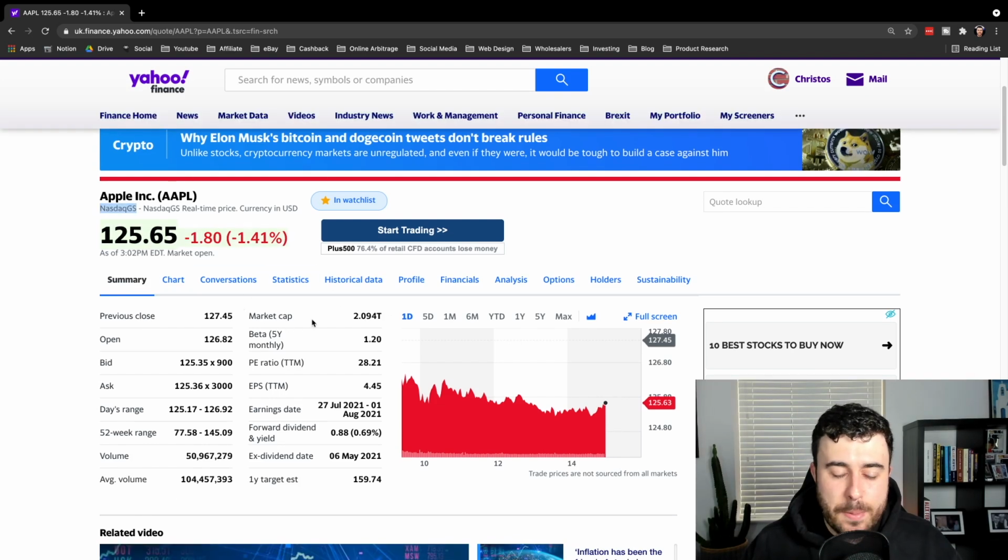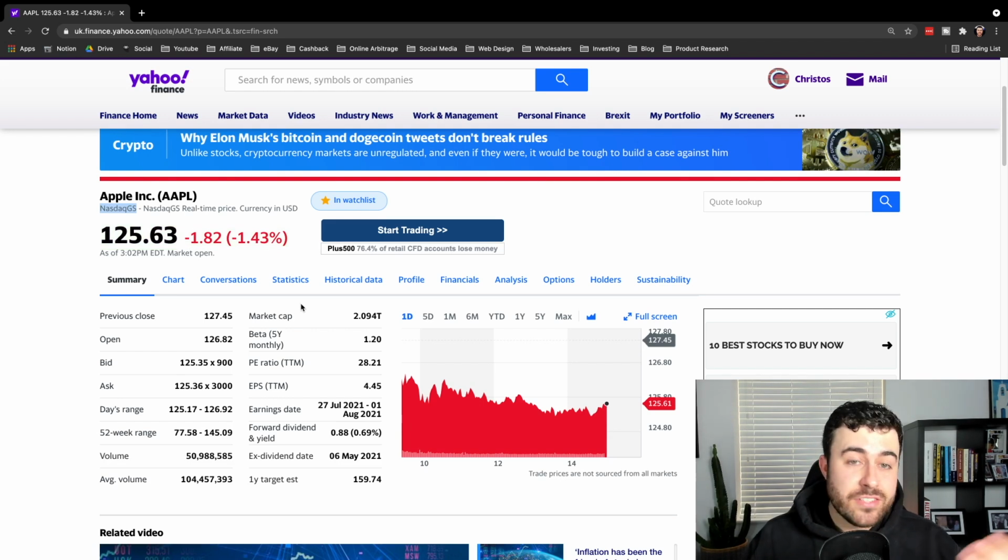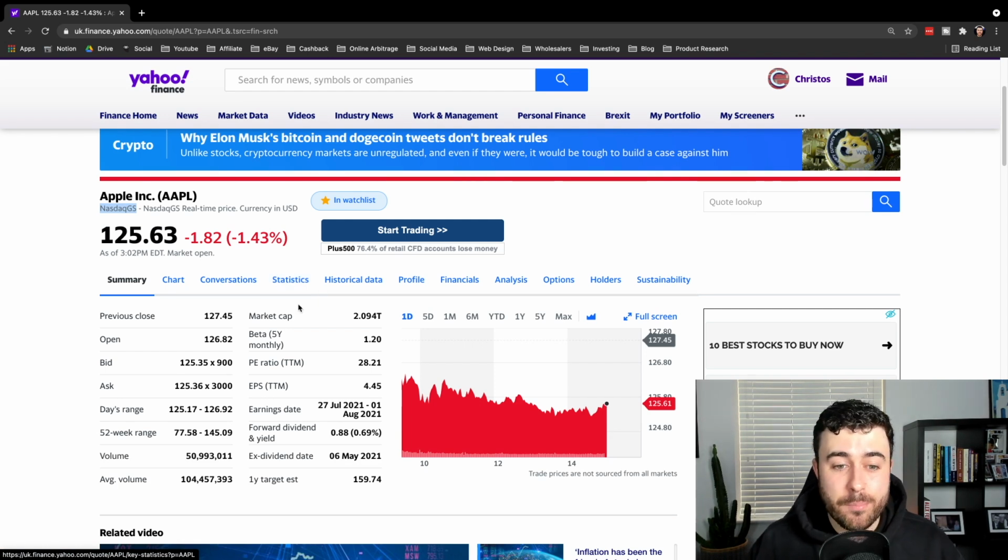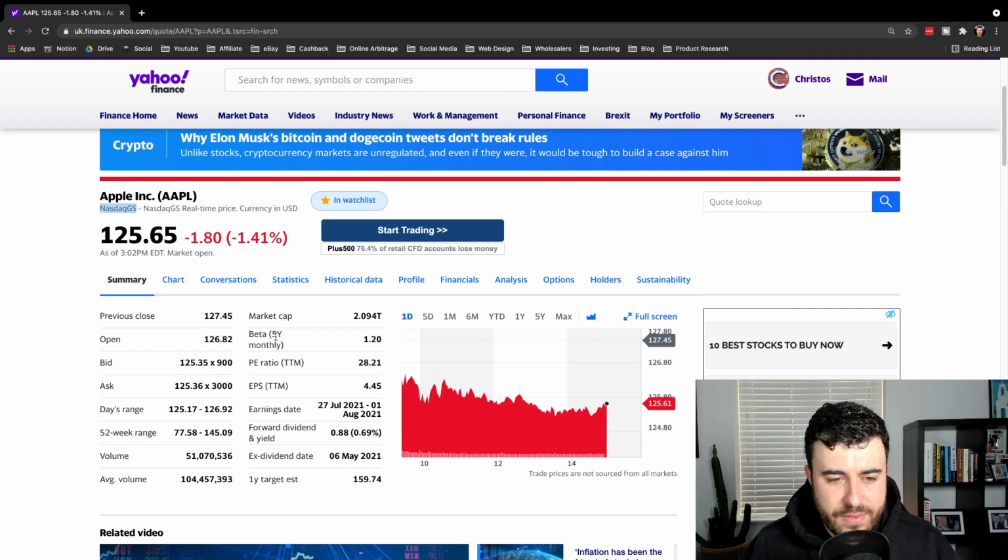Moving up here, this is the market cap, and basically the market cap means the value of this company. In this case, it is 2.094 trillion, which is quite a lot. I believe Apple is the highest valued company in the world at the moment. Please correct me if I'm wrong. And basically the way that you work out the market cap or the value of a company is the price of the share times by how many shares are being held in that company, and that is how you find out the market cap.